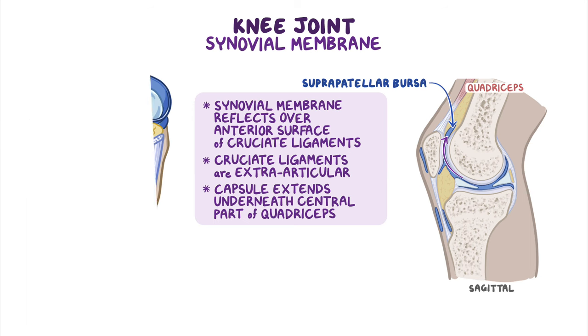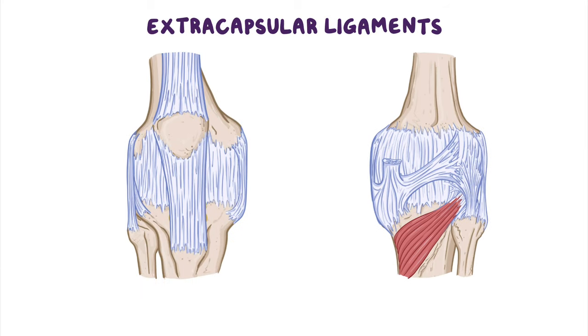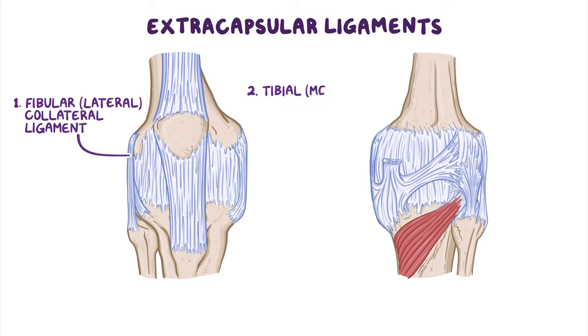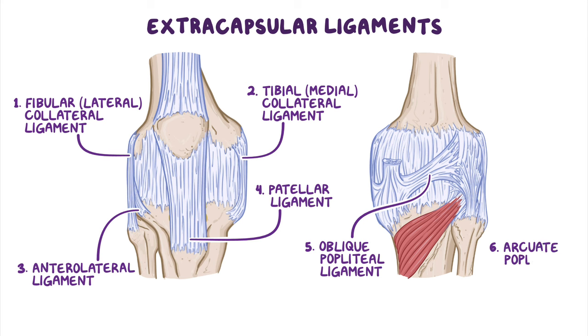Now, the joint capsule is strengthened by six extracapsular, external, or intrinsic ligaments. These include the fibular or lateral collateral ligament, tibial or medial collateral ligament, anterolateral ligament, patellar ligament, oblique popliteal ligament, and arcuate popliteal ligament.